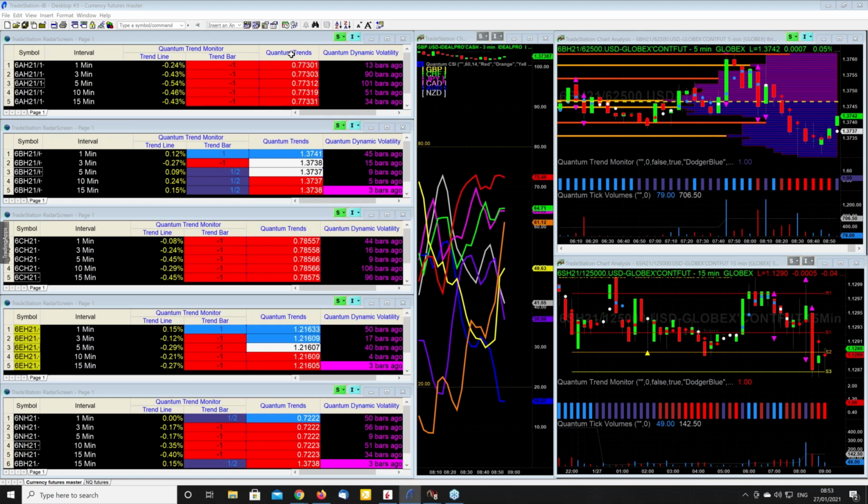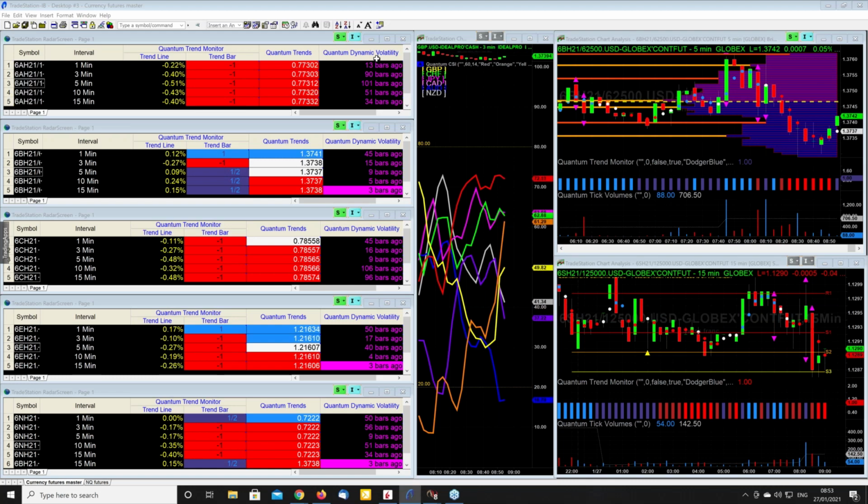So we've got basically the trend dots in this column, and the trend monitor itself in this column. This is actually the trend line, in other words the yellow line. I haven't got it on at the moment. We're in relation to the midpoint. And then over on the right-hand side, we've got the dynamic volatility. But there are many other indicators that we've also programmed for the radar screen, which you can add.